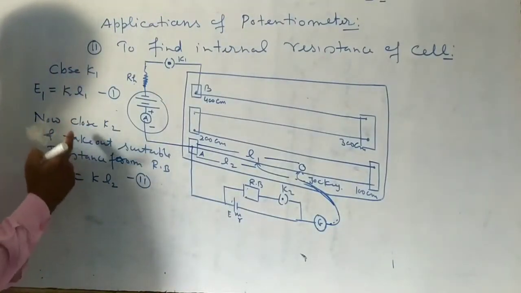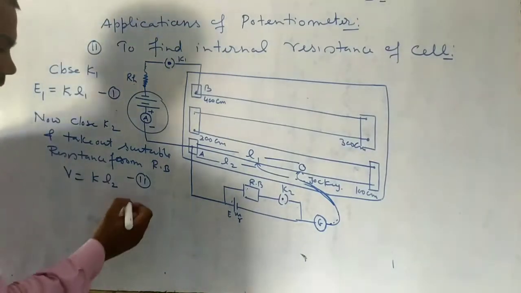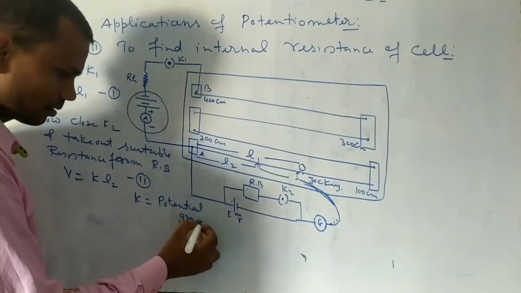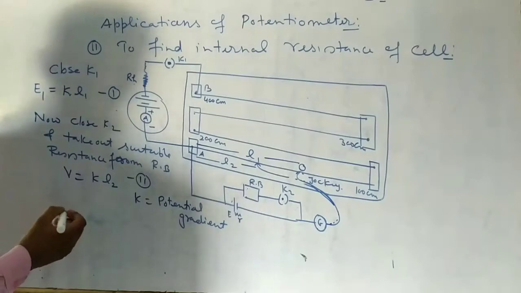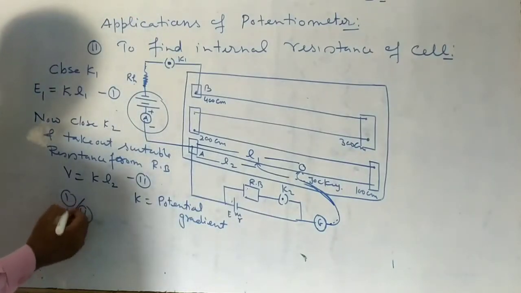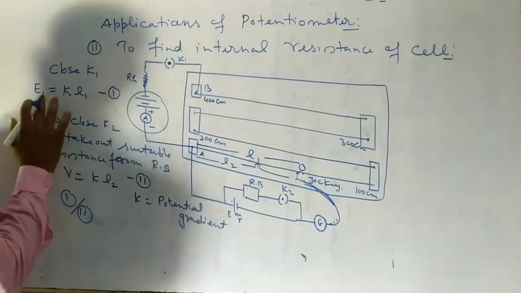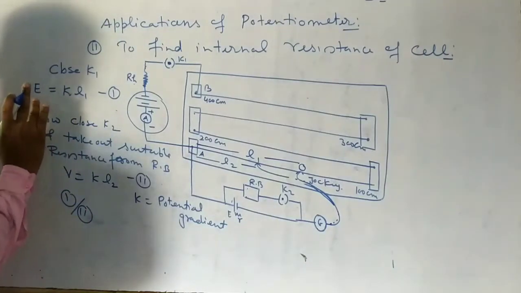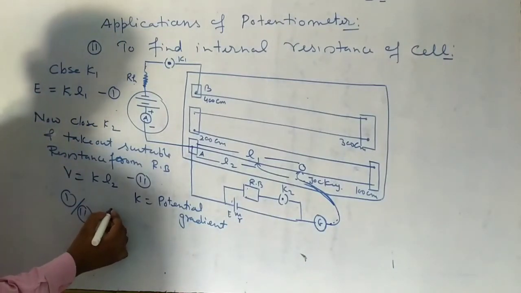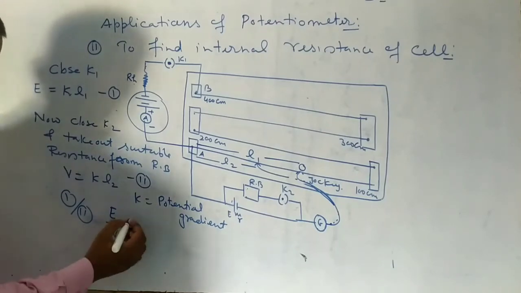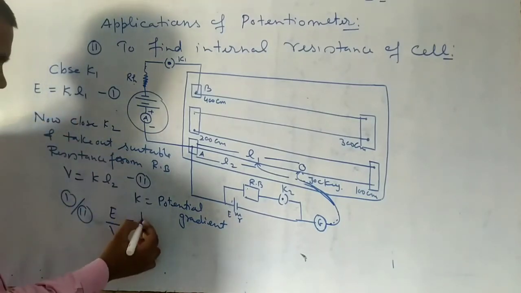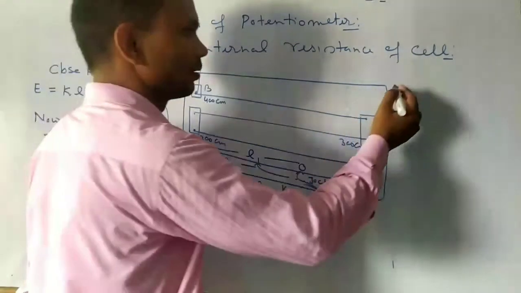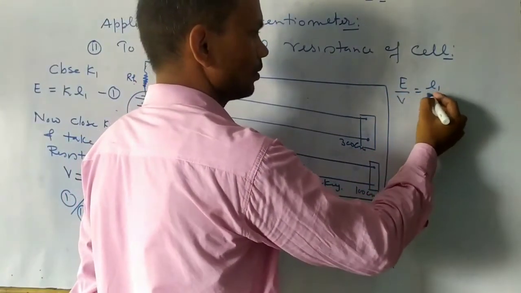Now you have to divide, and you know K is the potential gradient. So divide 1 by 2. When you divide, what will we get? Here only E is there. So this is E upon V, equal to K L1 upon K L2. The K cancels out. So we get E upon V equal to L1 upon L2.